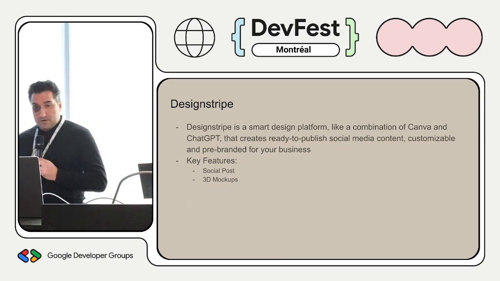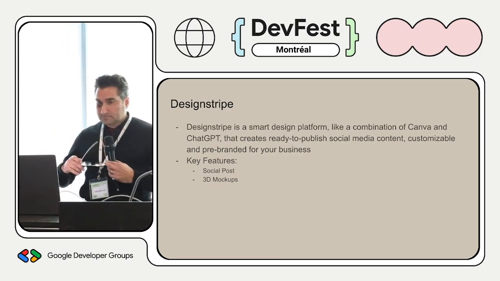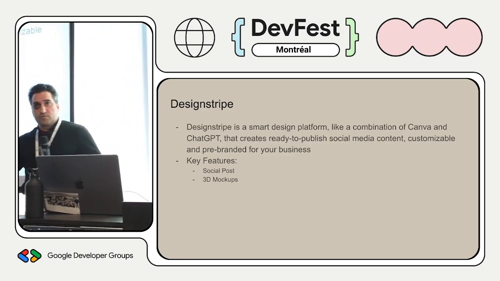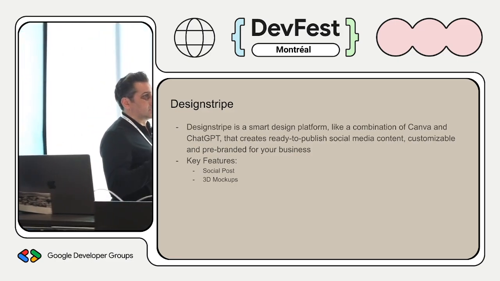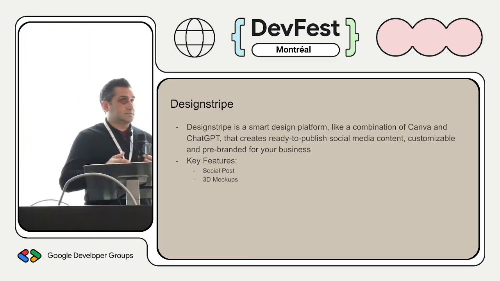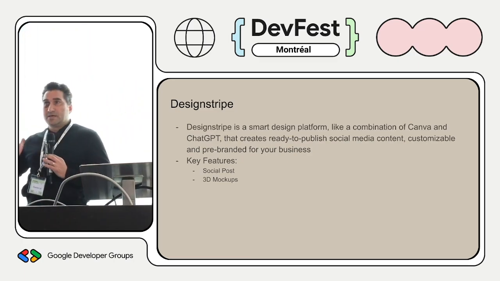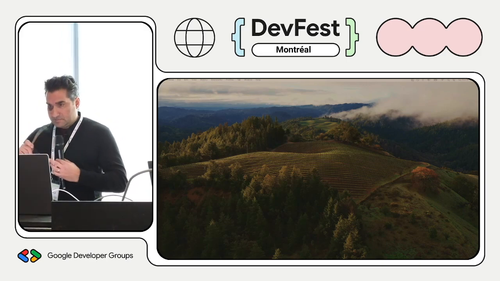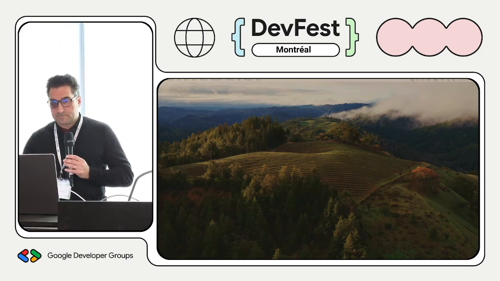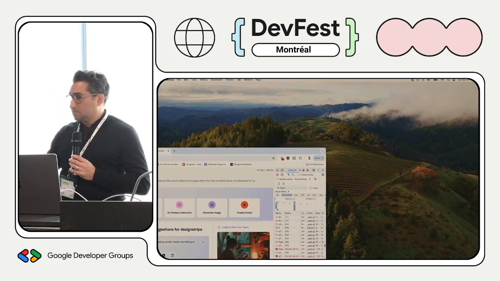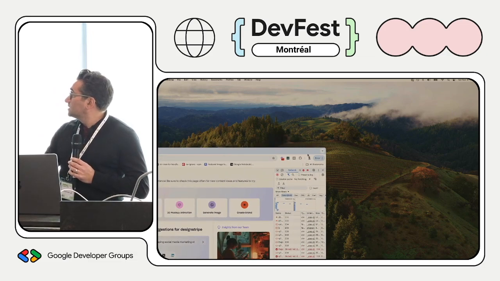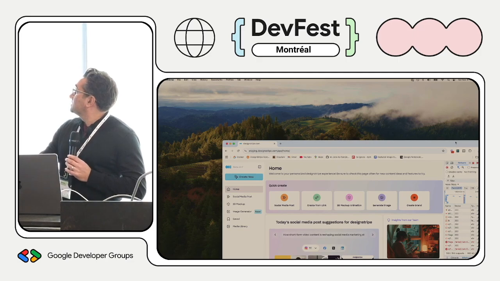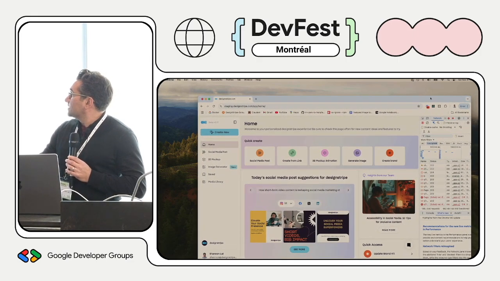Okay, so I'm going to flip over to demo mode here. But just in general, Designstripe is a smart design platform. Our real target audience is to help small businesses build marketing assets, right? So we're doing things like social media posts and 3D rendering. So I'm just going to shift over here, and I'm just going to do a quick little demo. I'm going to bring this over. Sorry. I probably should have mirrored over, but I'm mirroring right now.